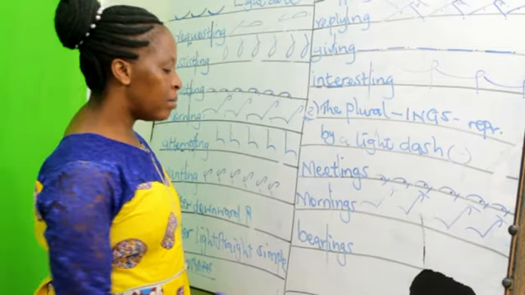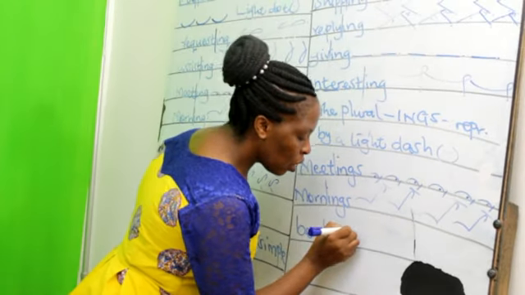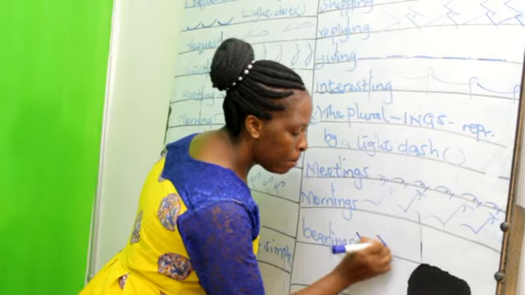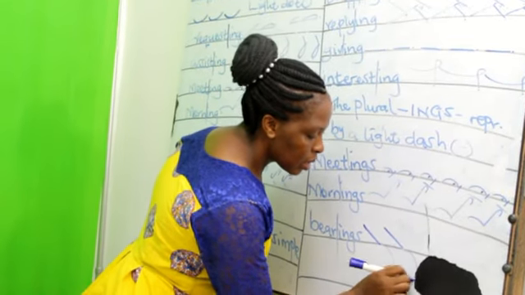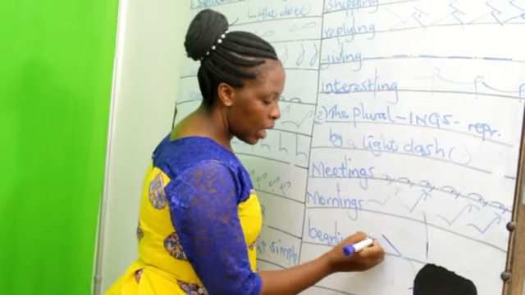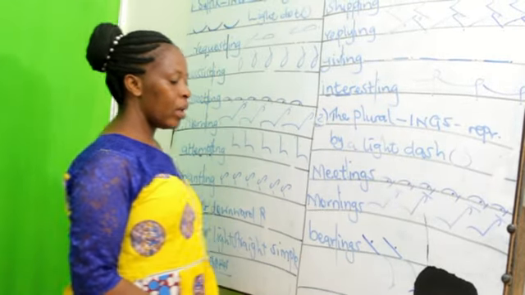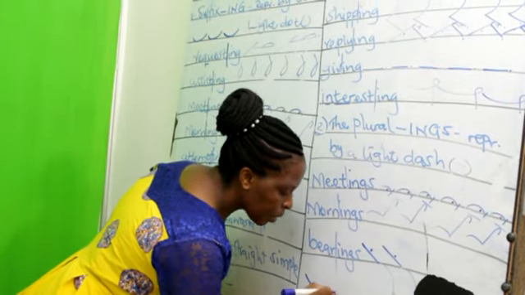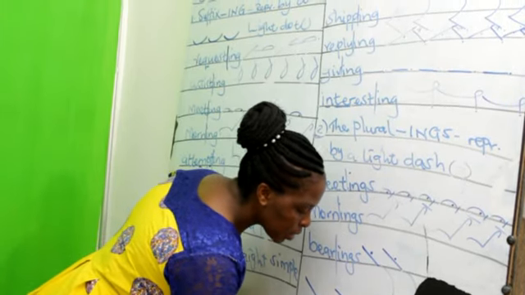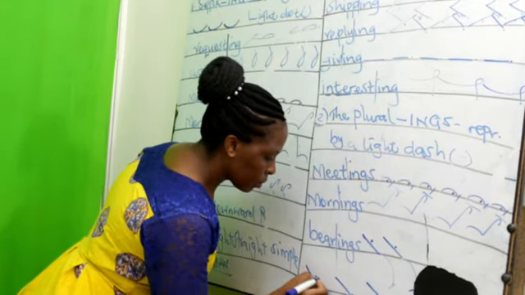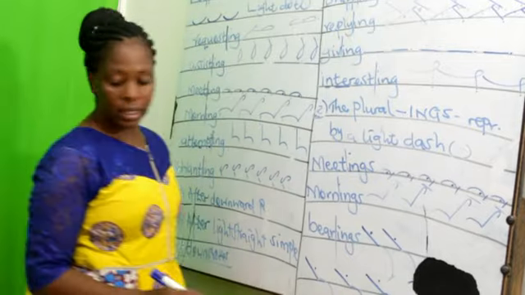Then we have the word bearings. A stroke of B on the line, downward R, and then a slash. Bearings. That is how we drill the word bearings. And then you indicate the long A there. That is how we indicate that.